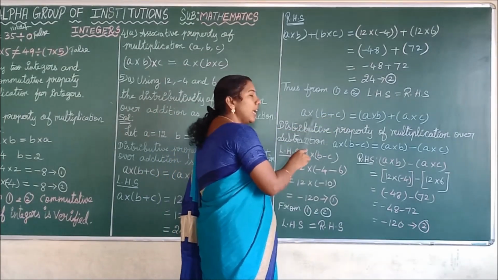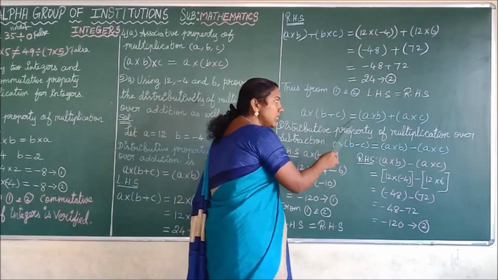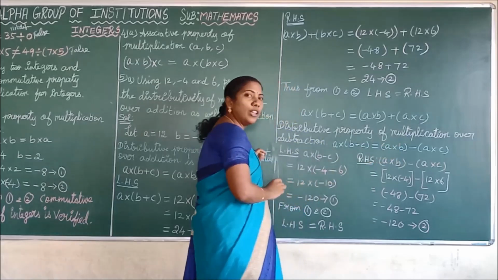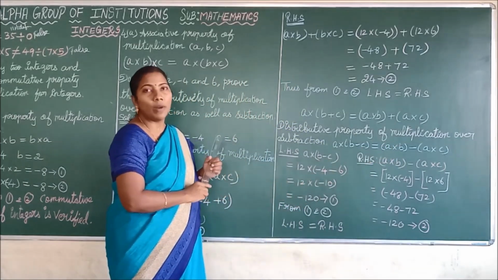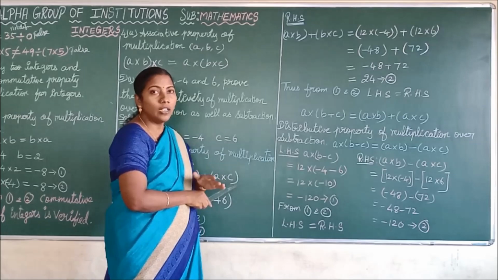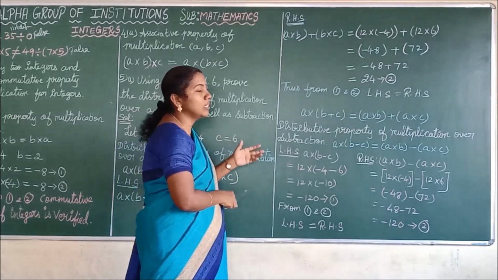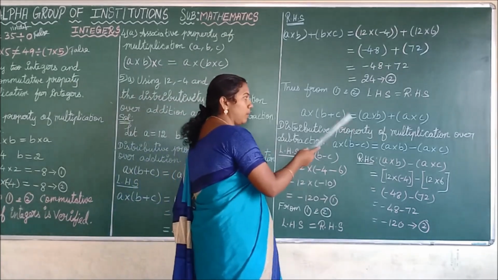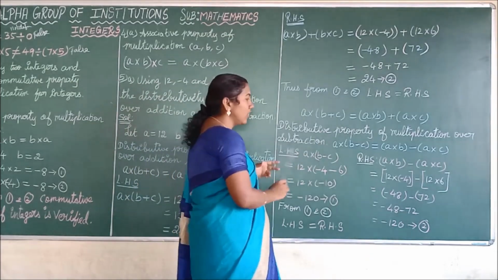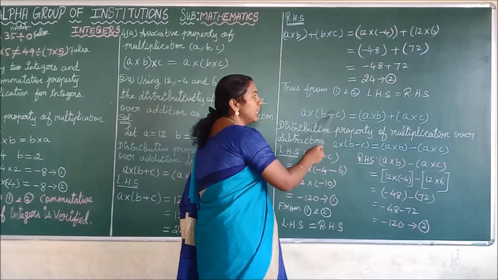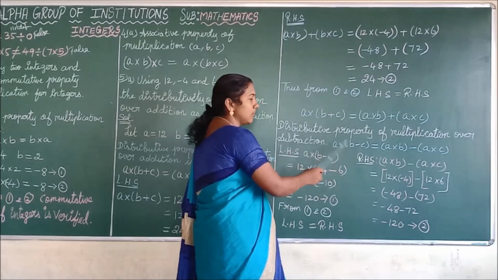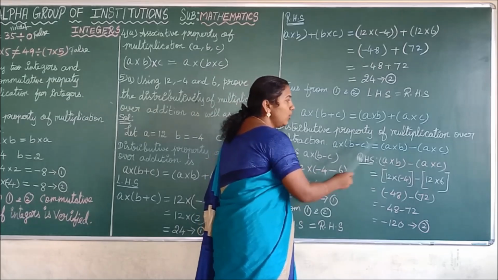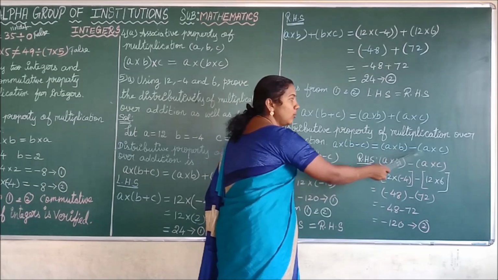So, we can write A into (B plus C) is always equal to A into B plus A into C. Thus, we have verified the distributive property of multiplication over addition. Similarly, we have to verify this property for subtraction also. What is the distributive property of multiplication over subtraction? A into, instead of plus, you have to write a minus. Very good. A into (B minus C) is equal to A into B minus A into C.